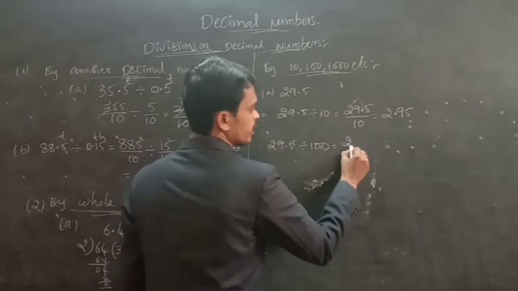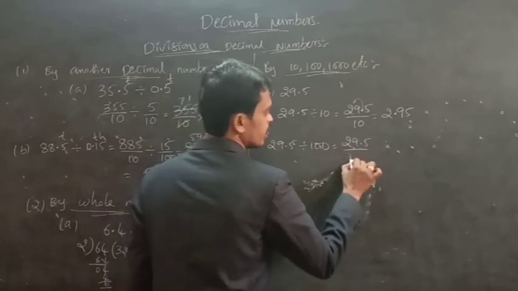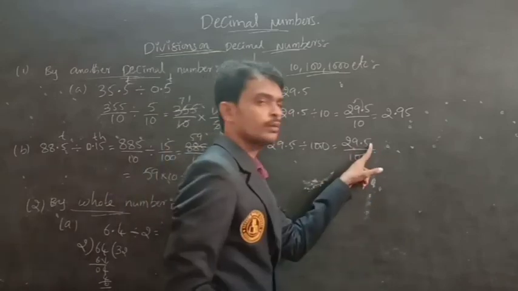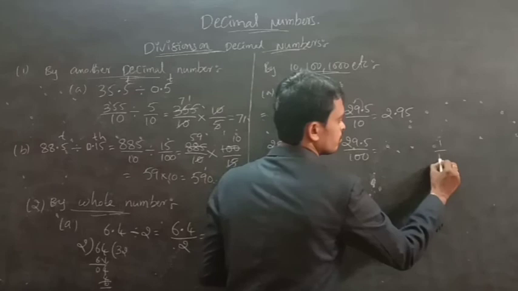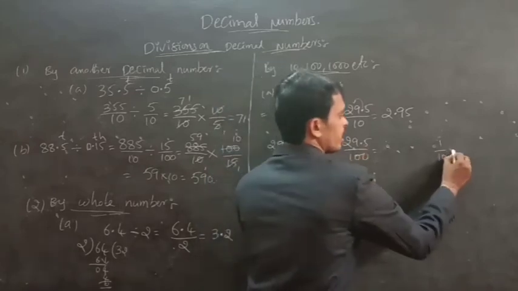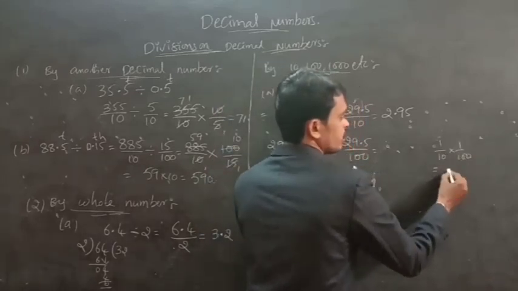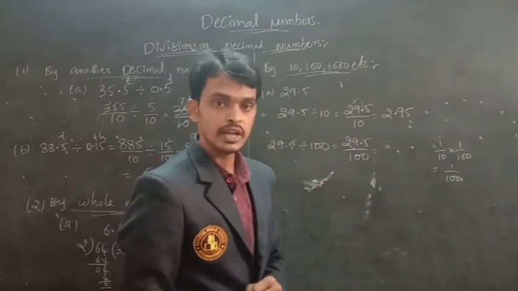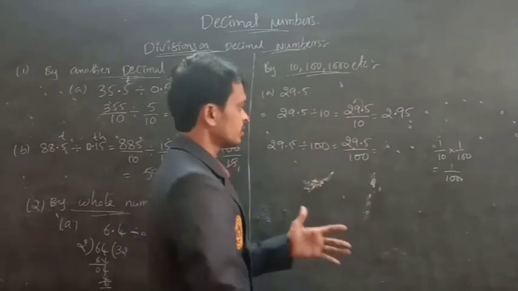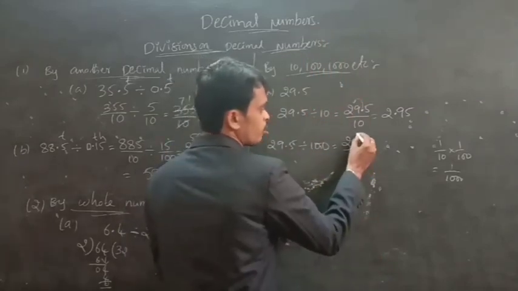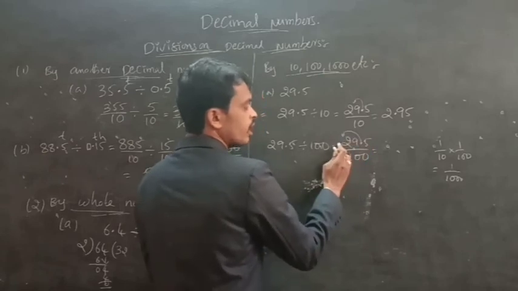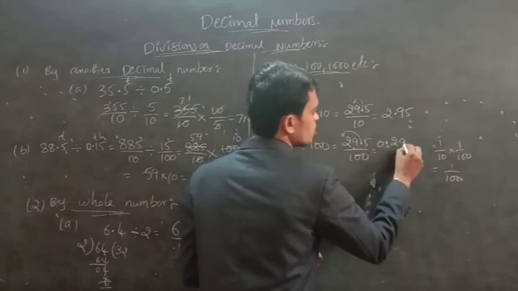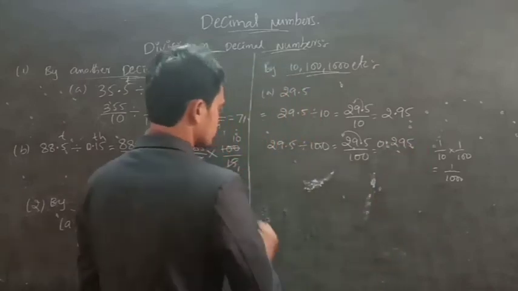Now I am dividing this 29.5 by 100. Then we write 29.5 by 100. Here we have the point at the tenth place, 1 by 10, and we are again dividing by 100. Then it will become 1 by 1000. Then we replace the point after the thousandth place. Where will it come? Yes, the point will move and come after 2. Then it will be 0.295.